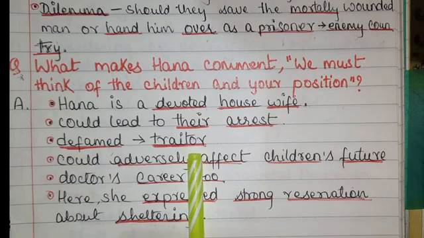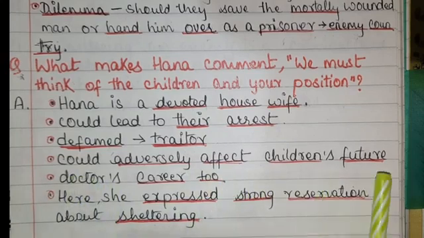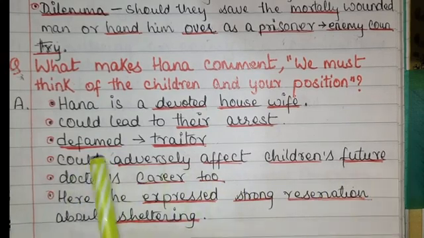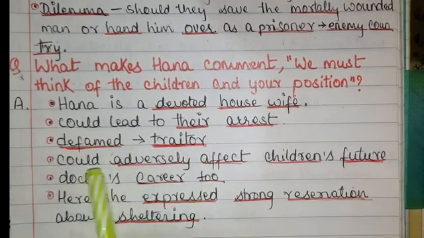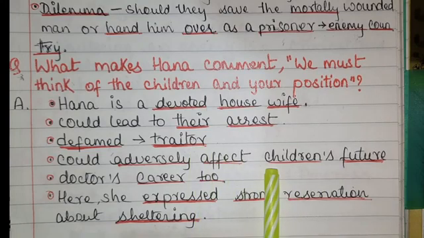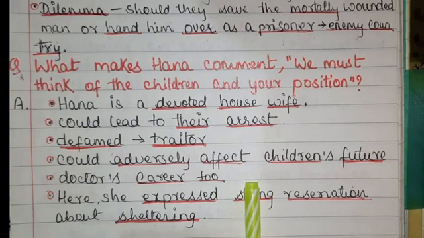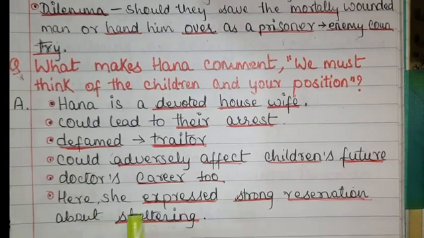traitor. Now she was very much concerned about the children's future as well, because if their father, Dr. Sadao, is jailed, then obviously the children will be called the children of a prisoner, and of a traitor as well. So that was the thing which troubled Hannah. Now see, the doctor's career will be at stake because he will be housing a prisoner of war. Next point is that here she expressed strong reservation about sheltering.